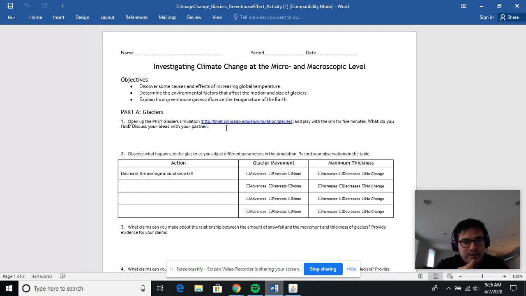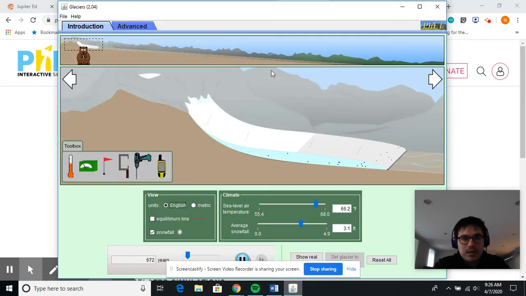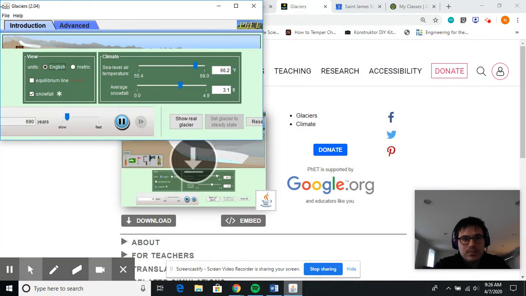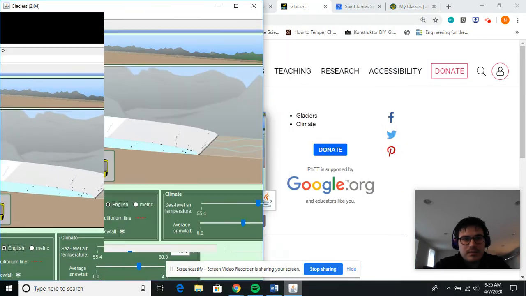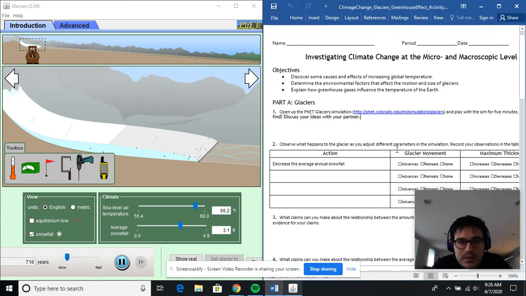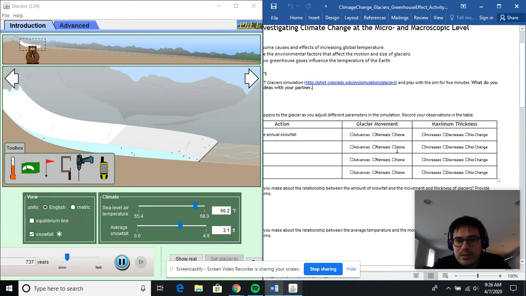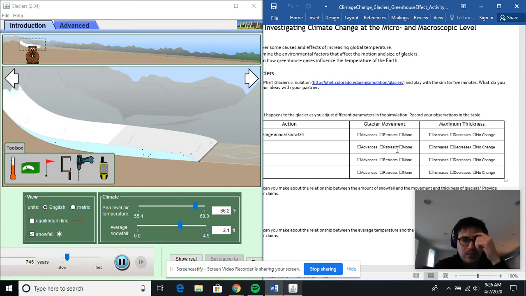So it says open up the Fett Glacier simulation. So I have done that. If you have a laptop and you want to visit these and play around with them, you're more than welcome to. The link is right here, but I'm just going to walk you through it. So here we go. I'm going to do this split screen if I can. There we go. Okay, it says, observe what happens to the glacier as you adjust the different parameters in the simulation. Record your observations in the table.